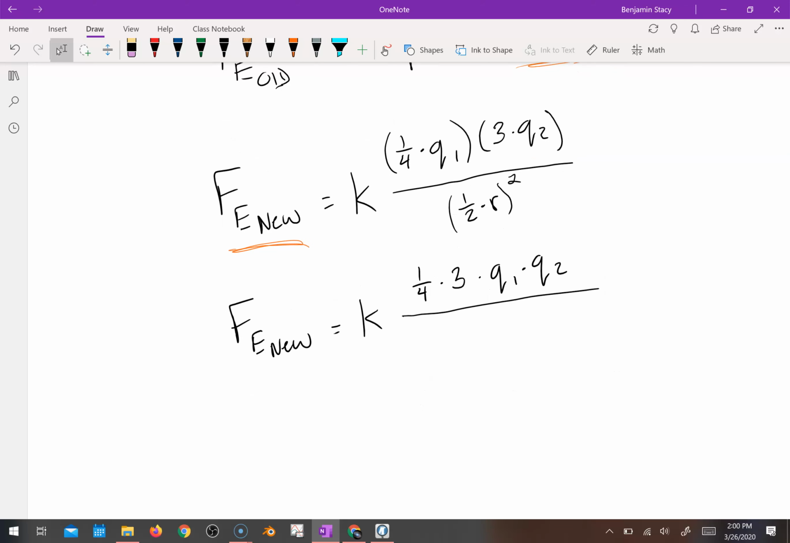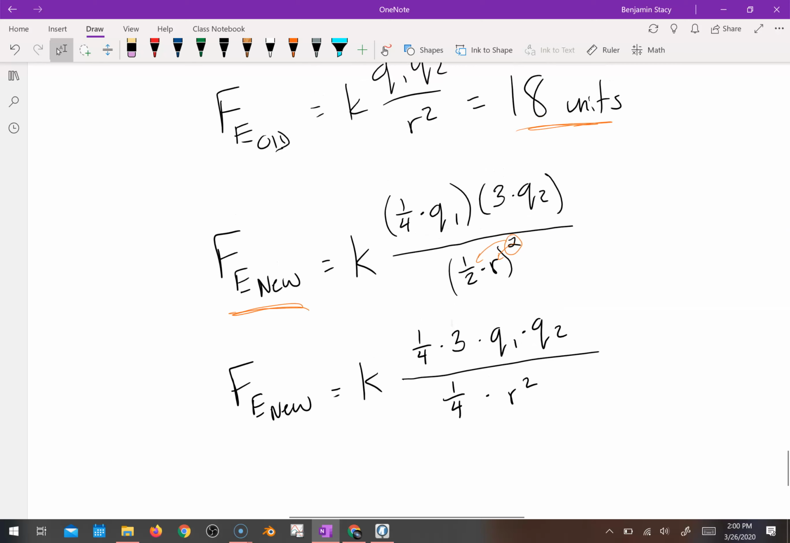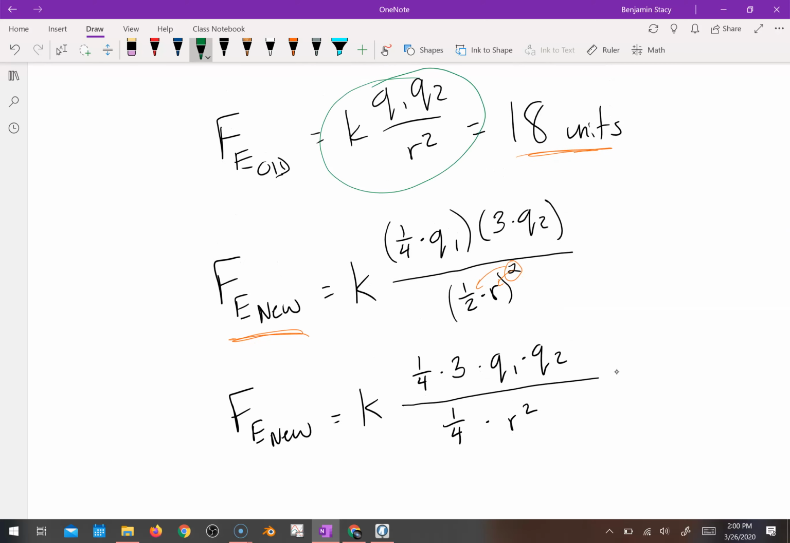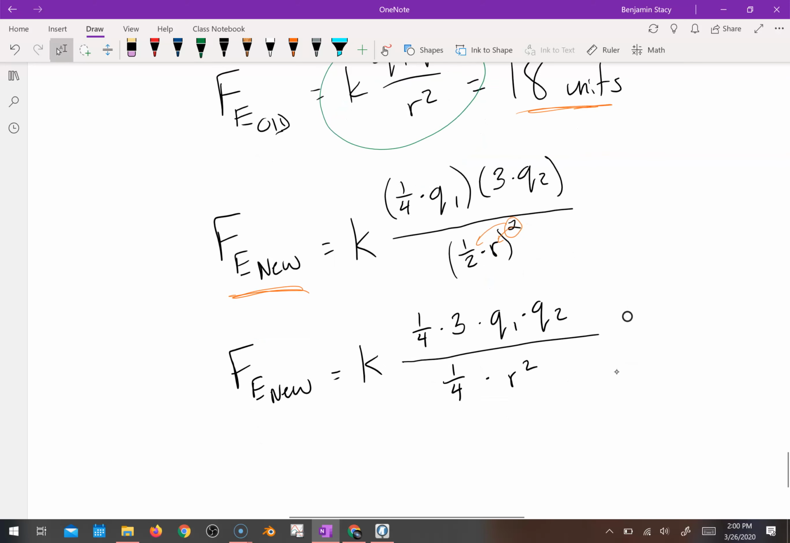And then downstairs, let me look at my exponent there. I want to distribute that exponent first. It's always the tricky part. Make sure we remember to do that. So 1/2 squared is 1/4. And then R squared is just R squared. So we notice we have the same things as in our old 18 units amount of force: K, Q1, Q2 over R squared. There's my K, my Q1, then my Q2 over R squared. And now we're just looking at our coefficients. Those are going to show us how the total amount of force has changed.